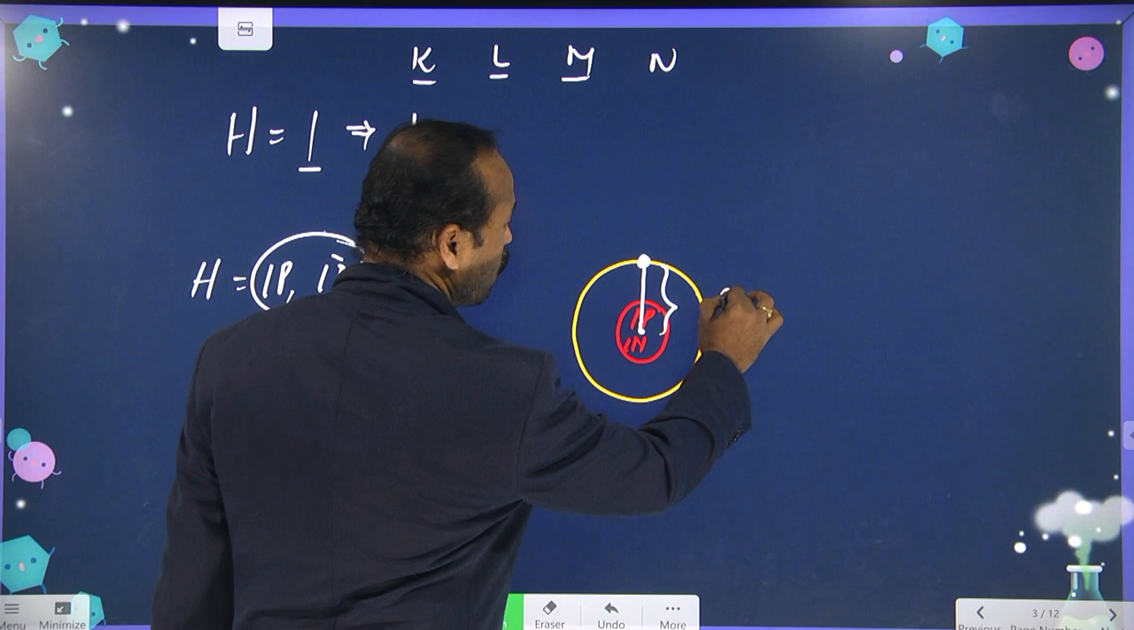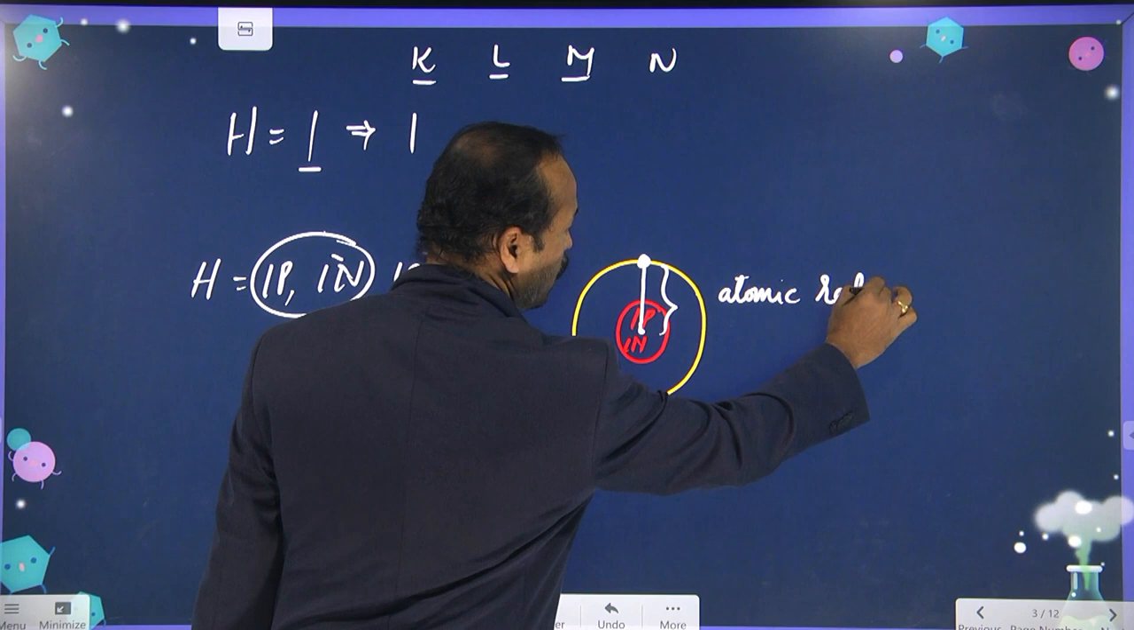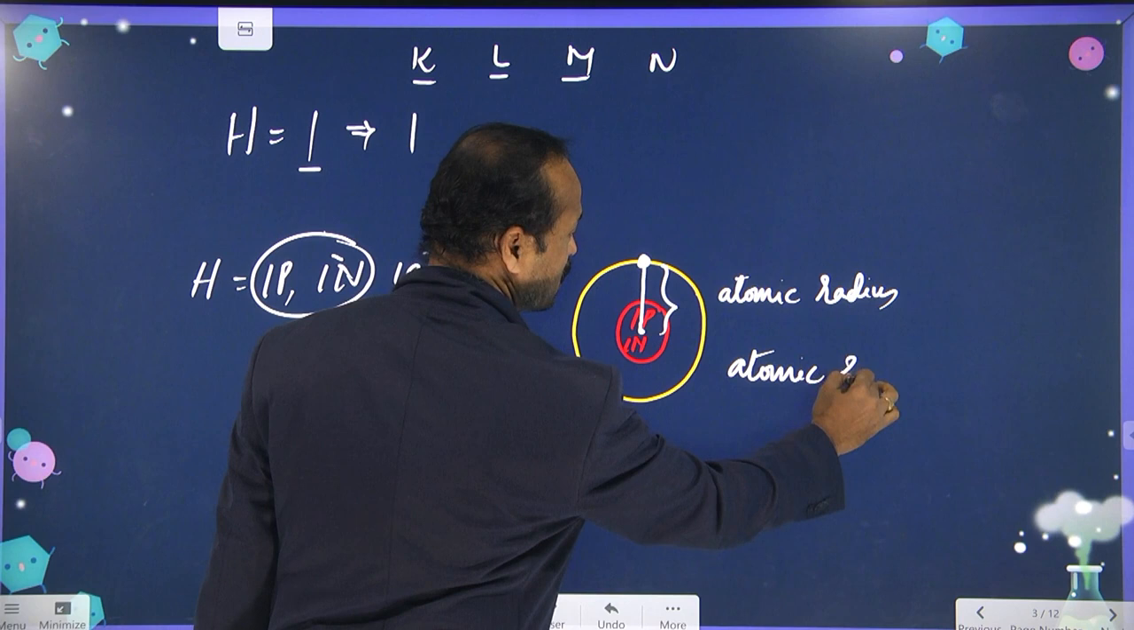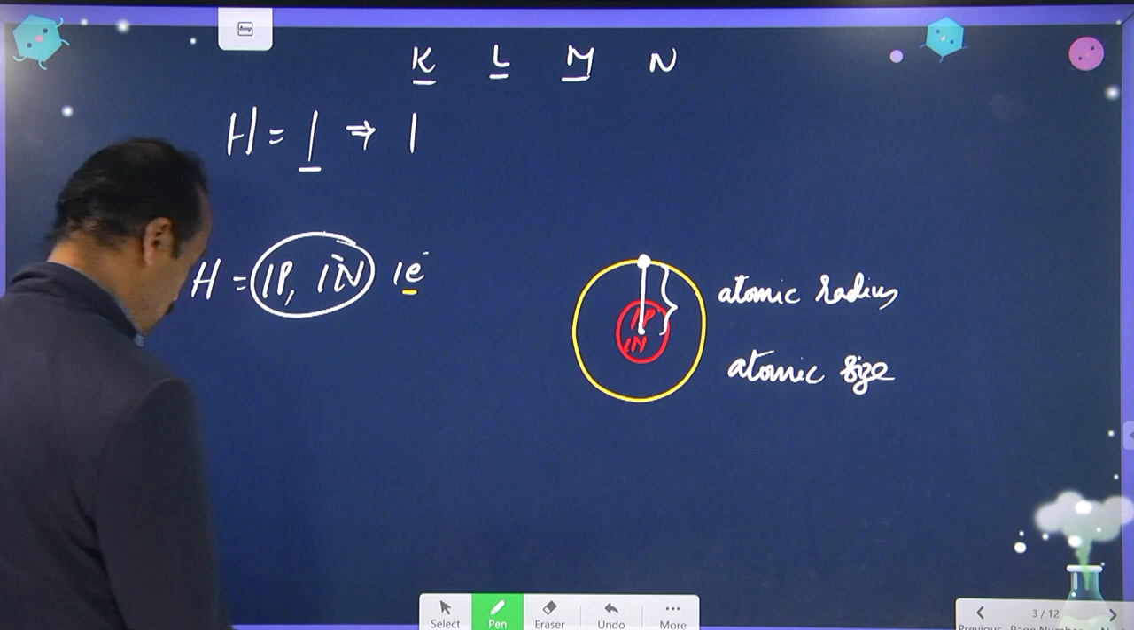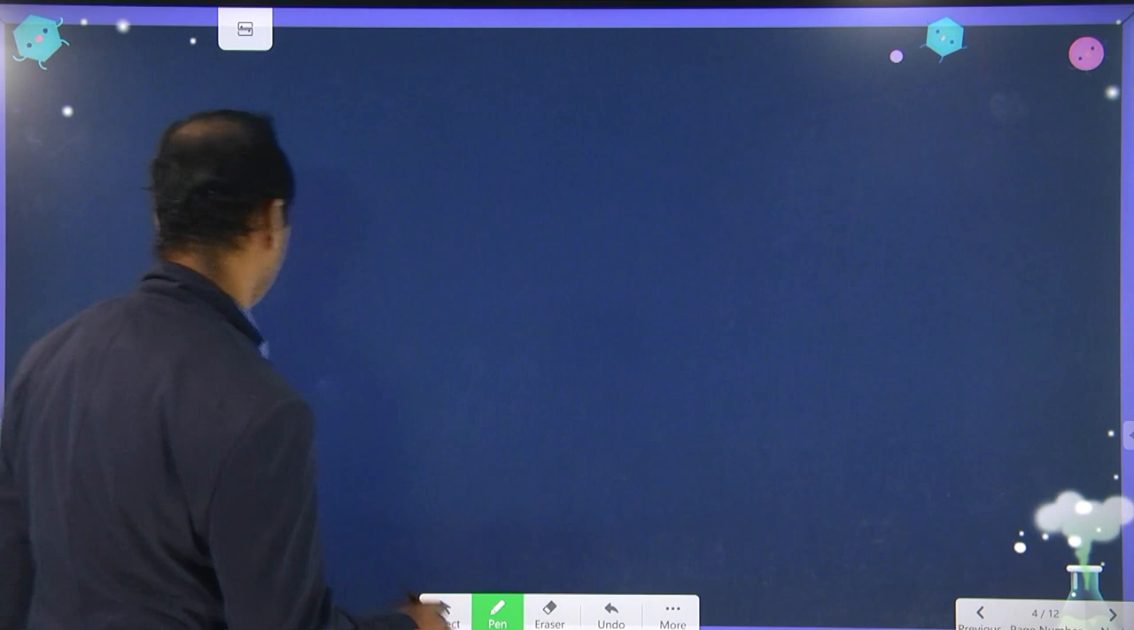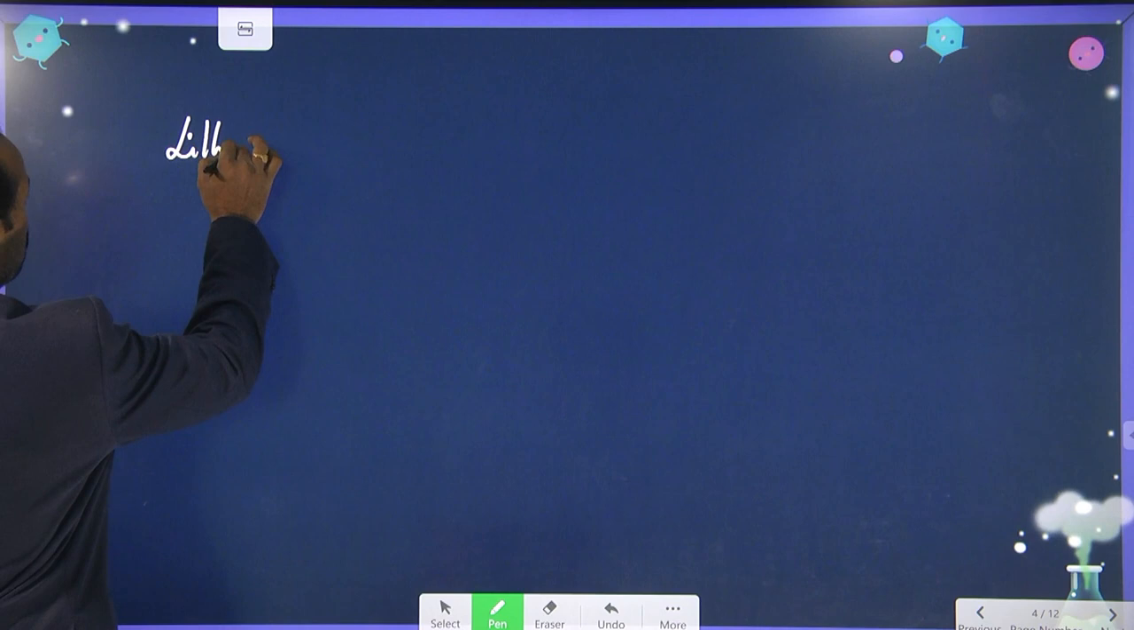Atomic radius, or we can say atomic size. This is atomic radius or atomic size. Is this clear? Now for example, if we take some lithium atom, you know that the lithium symbol is Li and its atomic number is 3.